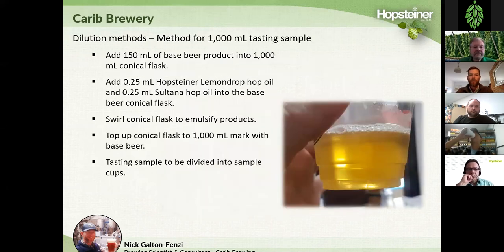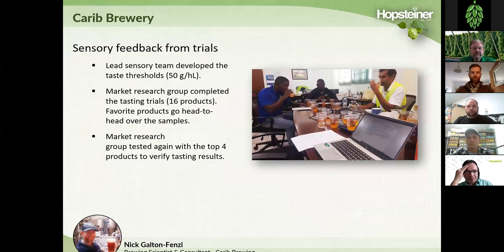And so I'll run you through how we made these dilutions up just for the tasting itself on the next slide. So we added 150 mils of our base lager beer, put in our hop samples, swirl to emulsify, and you can see there, just as was suggested, we did see some clarity changes to the beer itself. It wasn't substantial enough to become a worry, and we've run with that mechanism of dosing in those quantities as well. We topped it up to the 1 liter mark, and then we divided it out for the sampling. Go to the next slide.